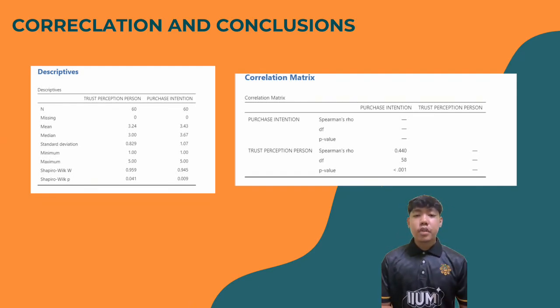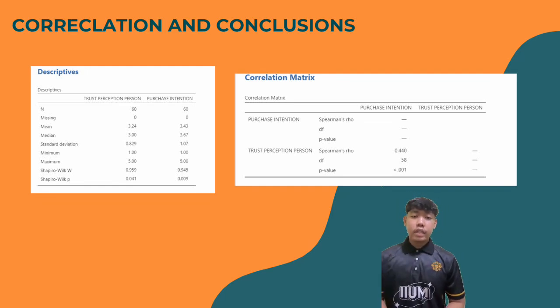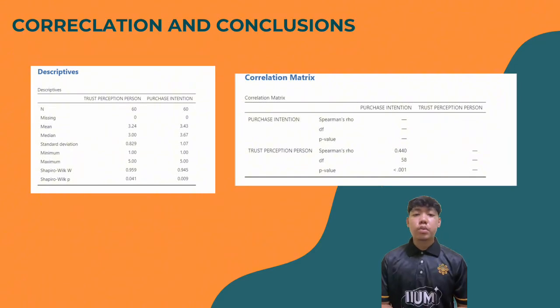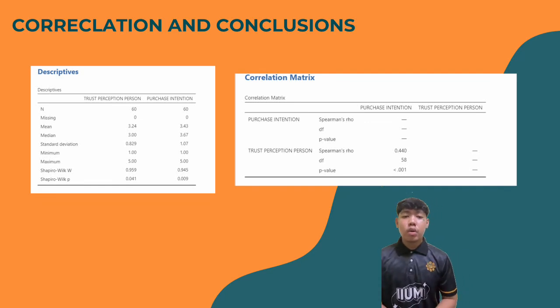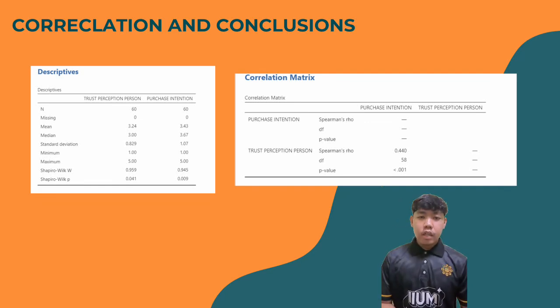The positive correlation value also means that when users have a higher level of trust, their purchase intention also tends to increase. In other words, users who trust a person, seller, or source are more likely to show interest or intention to purchase. This suggests that trust is an important factor that can influence consumer decision making.